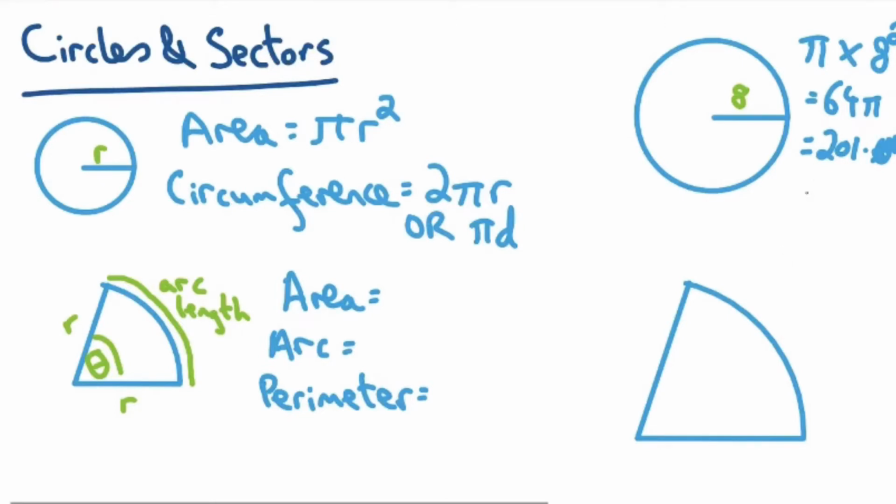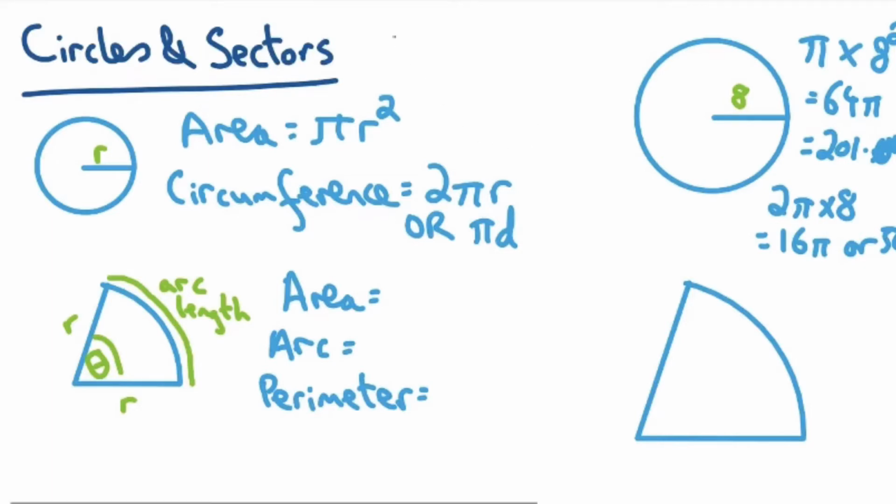If they wanted the circumference, then that's going to be 2 pi times 8, which is then either going to be 16 pi, or, again, if you're wanting to do this to, let's say, 2 decimal places, then that's going to be about 50.27, or 50.3 if you want 3 significant figures.